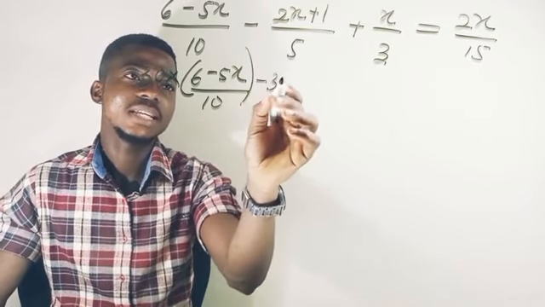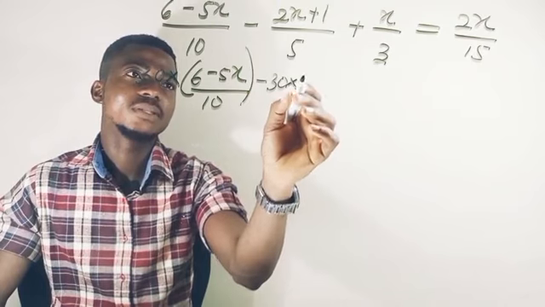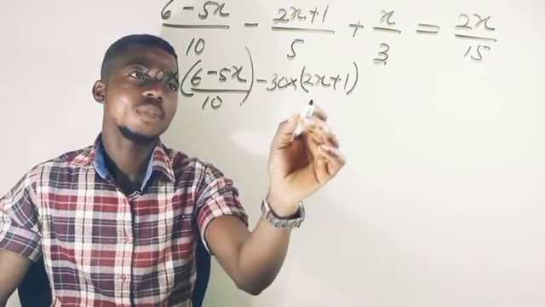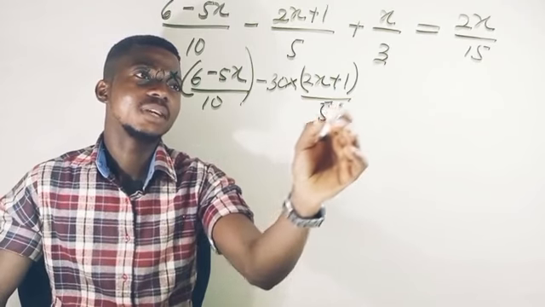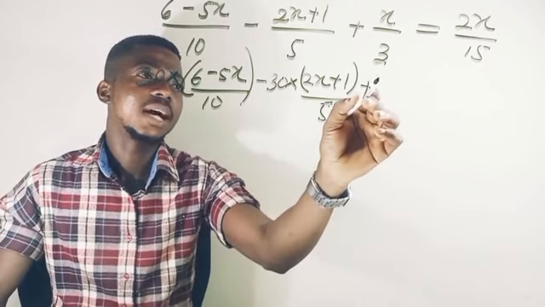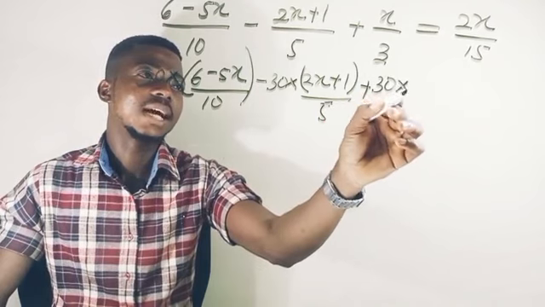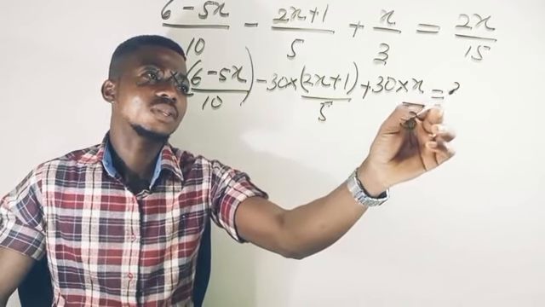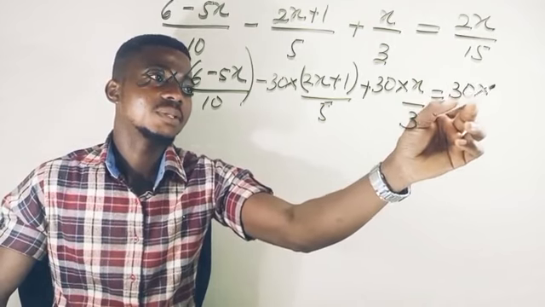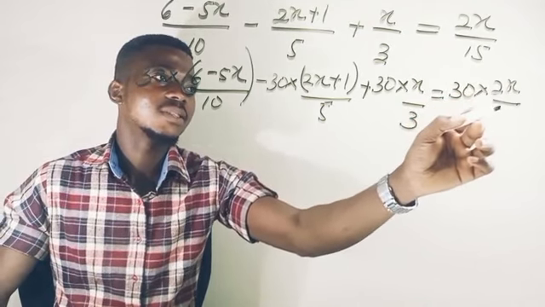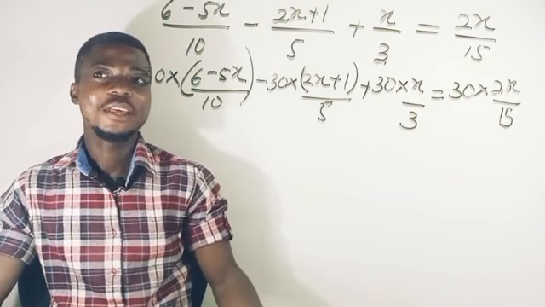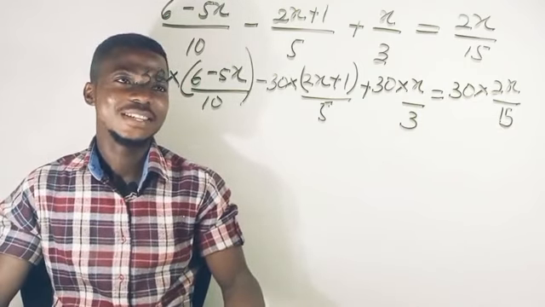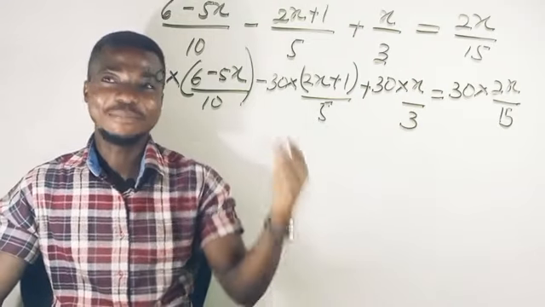Minus here will be 30 times, you have 2x plus 1 all over 5. Then here will be another 30 times x over 3 equal to 30 times 2x over 15. You see, so it's a very long equation, but it's so simple, yeah?